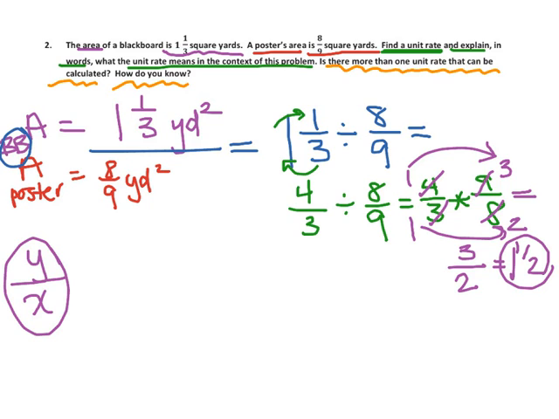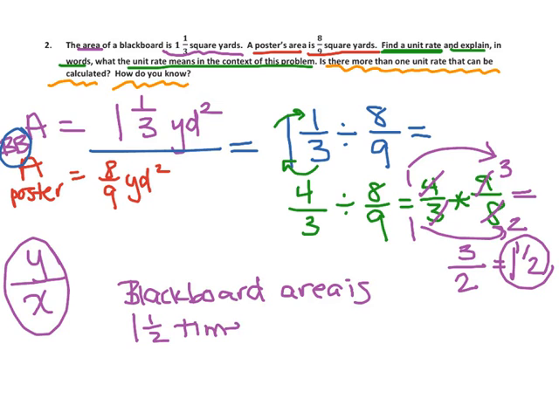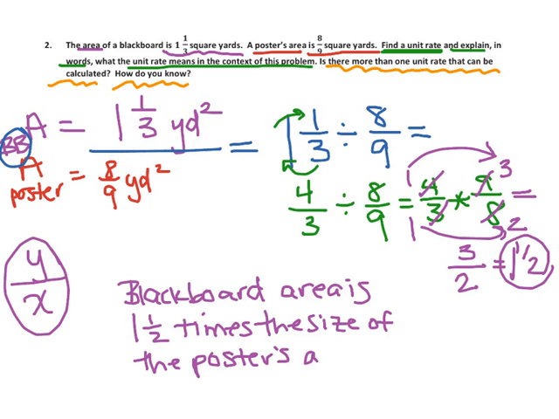So my answer, 1 1/2, means that the blackboard area is 1 1/2 times the size of the poster's area. And that makes sense because if I go back to my original values, isn't 1 1/3 larger than 8/9? Yeah, so this is my unit rate for the blackboard. So I found the unit rate, and then I explained myself in the context of the question.